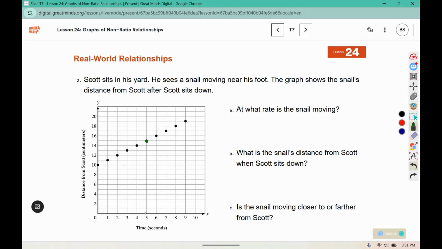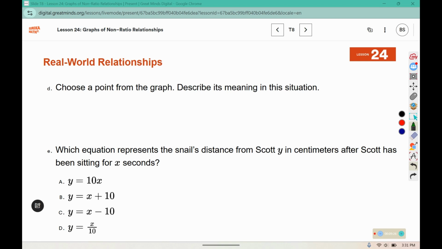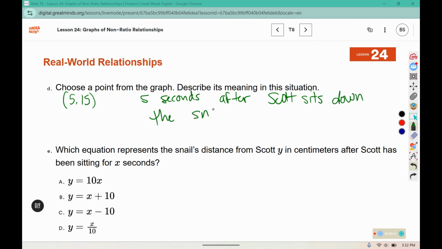Part D asks us to select a point. So I'm going to select the point (5, 15). Describe its meaning in this situation. 5 seconds after Scott sits down, the snail is 15 centimeters from him.